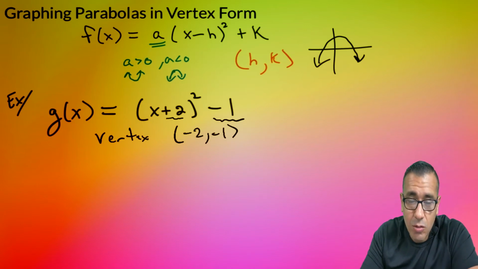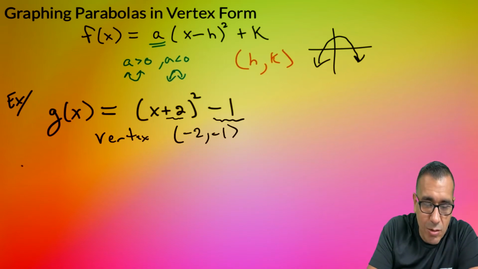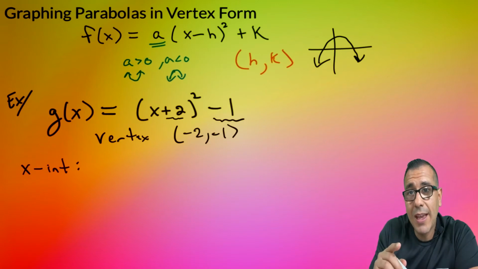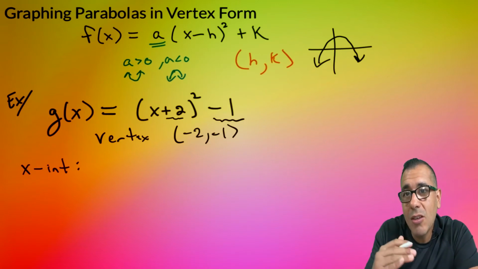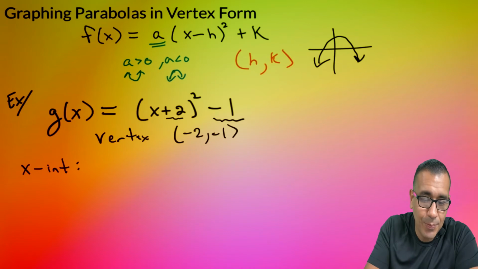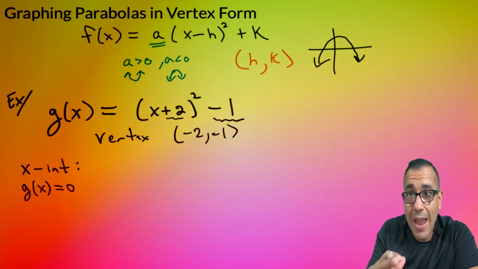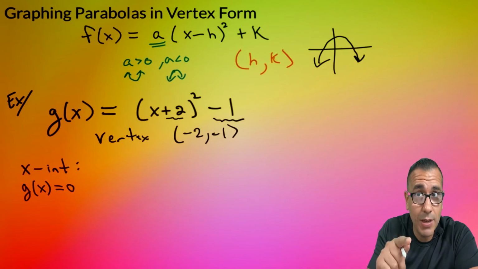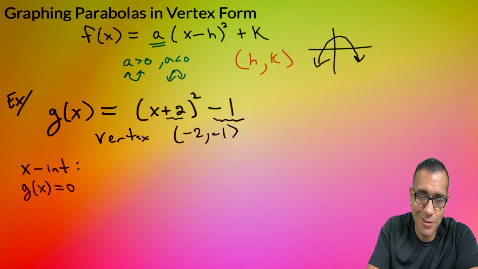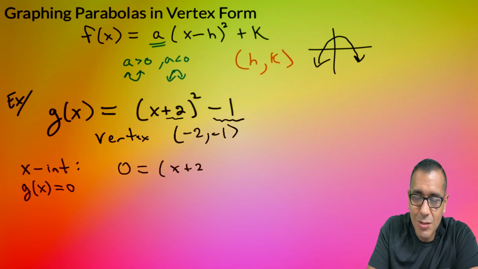Next thing we're going to do is find those x-intercepts. Maybe they have them, maybe they don't. Let's find out. Whenever you find the x-intercepts, don't forget everything you already know from the past. X-intercepts just means we're going to set y, which in this case is g of x, equal to 0. So we set everything equal to 0. Don't plug 0 in, set it equal to 0. So you get 0 equals (x plus 2) squared minus 1.